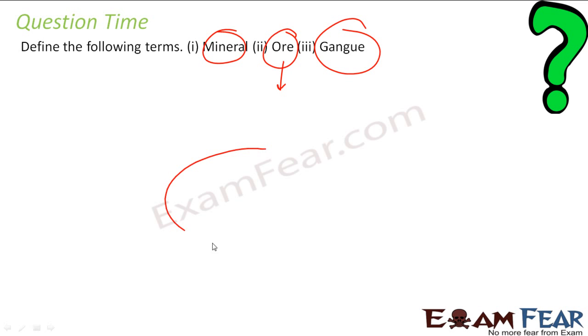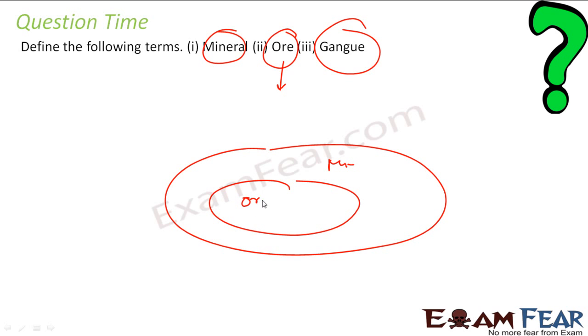Correct? So it is like this. You have this mineral. Some of the minerals are ores, and inside the ore you have gangue actually. So ore contains gangue, and some of the minerals are ores. Not all the minerals are ores.